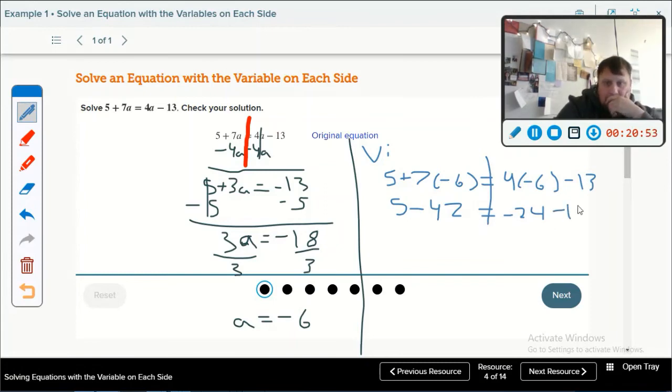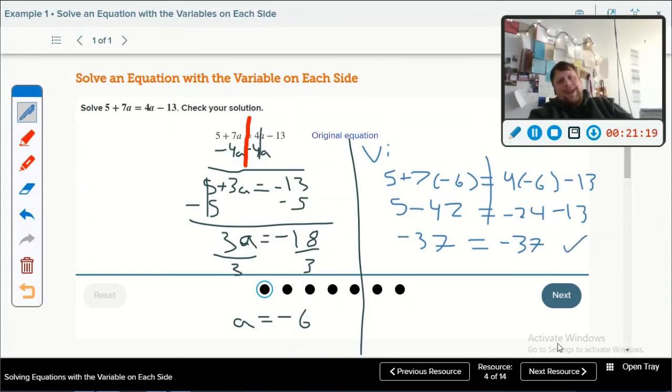So minus 13. What's 5 minus 42? Well, that's a war for sure, right? Positive and negative. And the 42 is going to win by, looks like negative 37. So that's going to be negative 37. And let's see if it equals, what's negative 24 minus 13? Guess what? That's negative 37. Is that a true statement? Yes, negative 37 equals negative 37. Check. It worked. So that is how to solve it and check it. Again, pause this if you need to write it down. We're heading on.